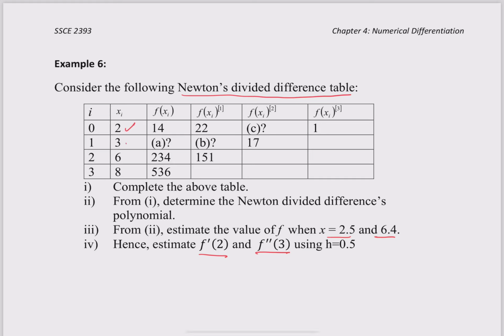So meaning that we need to find your polynomial function first by using your knowledge in interpolation, so by using Newton divided difference. And then after that you can find the polynomial, the function that you will get, and then you can estimate the first derivative and also the second derivative.